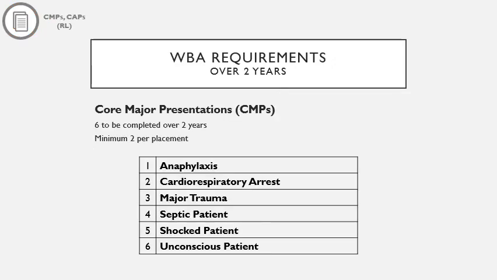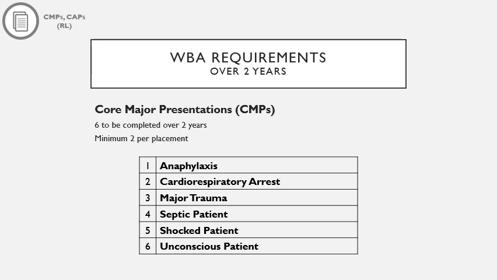So we've looked at the types of workplace-based assessments that you need to obtain over the year, but now we need to have a look at the presentations that need to be covered by these workplace-based assessments. So these are divided into core major presentations, of which there are 6, and these are listed here. Core acute presentations, of which there are 38, and we'll come on to those in a second. And then core practical procedures, which are almost all covered by DOPS, and again, we'll come on to these in a minute.